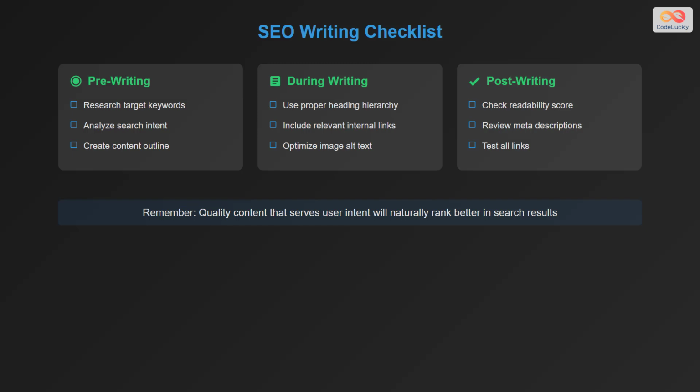Here is a search engine optimization writing checklist. Under pre-writing, research target keywords, analyze search intent, and create content outline. During writing, use proper heading hierarchy, include relevant internal links, and optimize image alternative text. After writing, check readability score, review meta descriptions, and test all links. Remember, quality content that serves user intent will naturally rank better in search results.